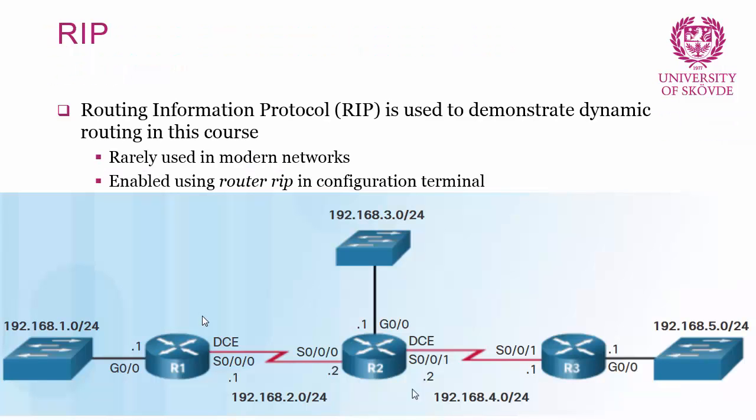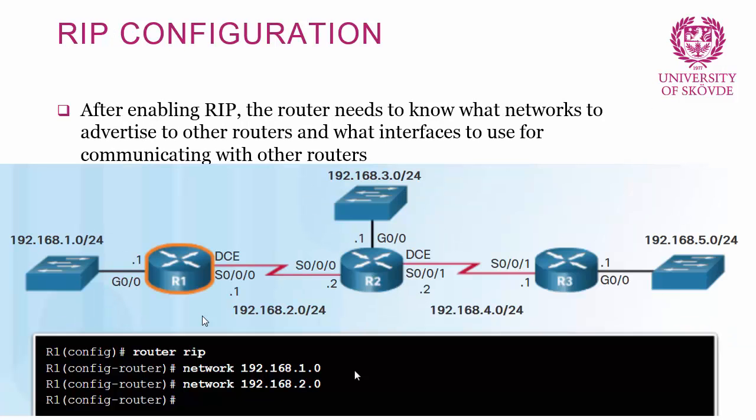So that being said, let's go have a look at Routing Information Protocol, or RIP, that we're going to use to demonstrate dynamic routing in this course. First, know that it's rarely used in modern networks for the sole reason that there are so much better alternatives that are equally easy to configure. You enable it on a router by typing the command router rip in configuration terminal. And you also see below here the topology that we're going to work with in the next few slides. So this is the first step, going into configuration terminal and doing router rip to enable RIP.